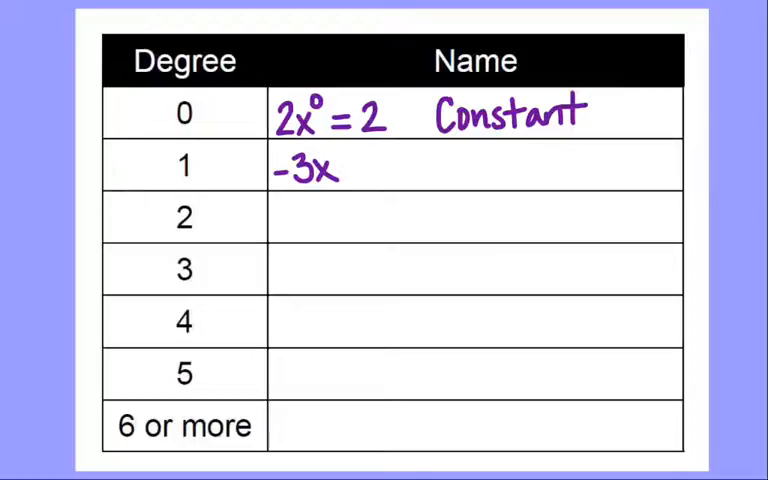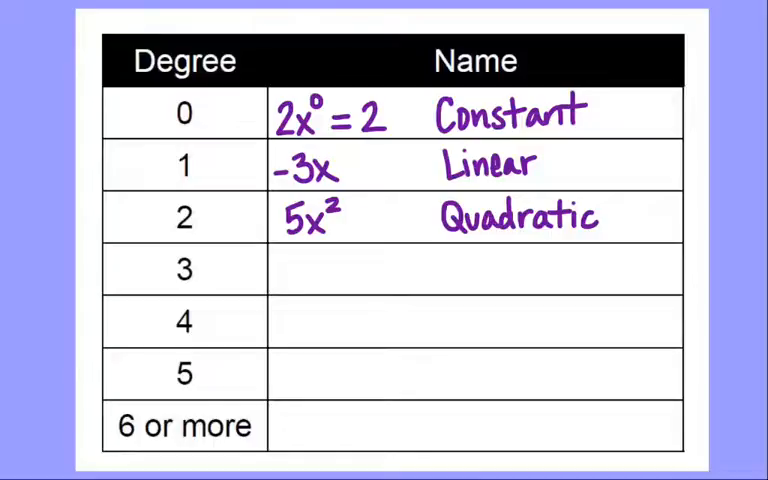If your term has a variable with an exponent that is to the 1 power, there's an understood 1 here with 3x to the first. So this would be called a linear polynomial. Okay, if the highest exponent is a 2, so 5x squared, this is a quadratic polynomial. If the highest exponent is a 3, like 17x to the 3rd power, this is a cubic polynomial.